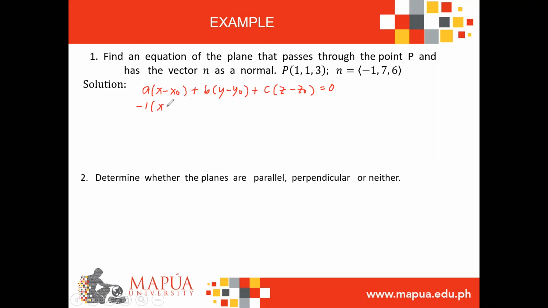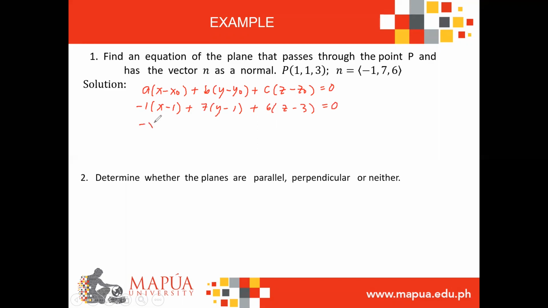multiplied by x minus x sub 0. We have the coordinates of your point P. We have it as 1. Then plus b is 7 multiplied by y minus y sub 0, which is 1. Then plus c, which is 6, multiplied by z minus 3 equals 0.